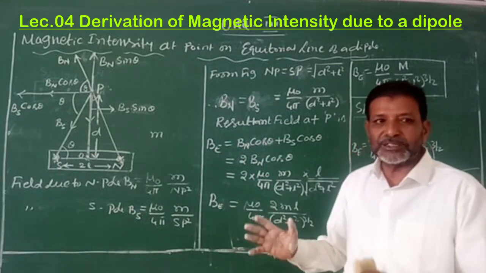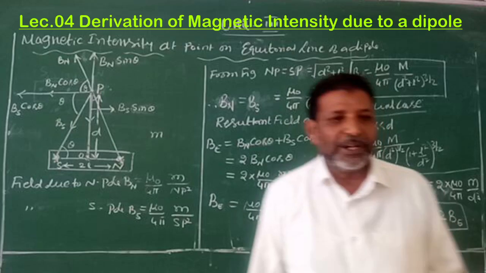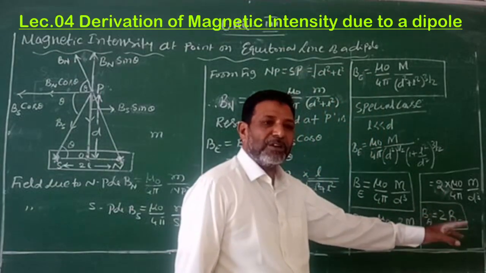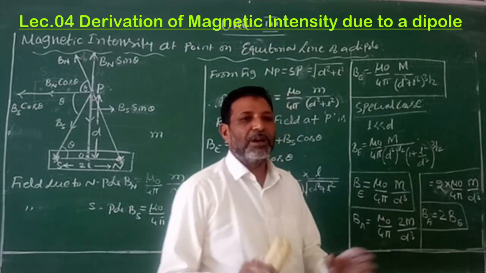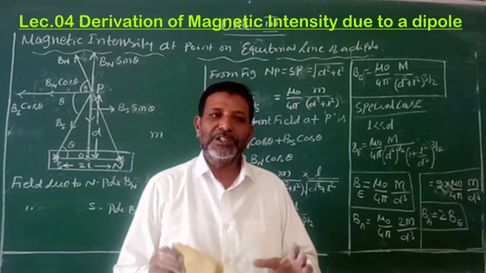After deriving this completely, we finally come to the conclusion that the field along the axial line is twice the field along the equatorial line. Now see, these are the two important derivations concerned with this topic.